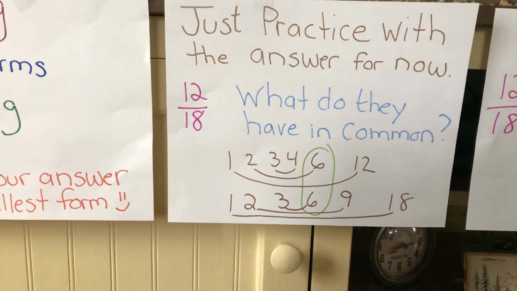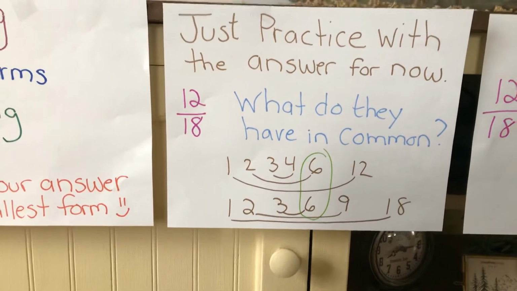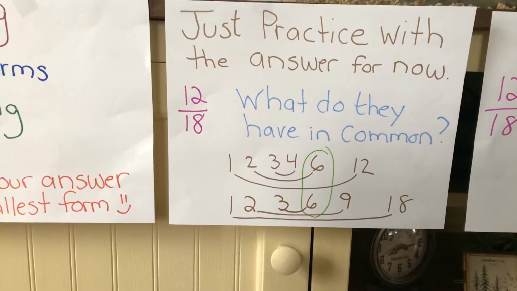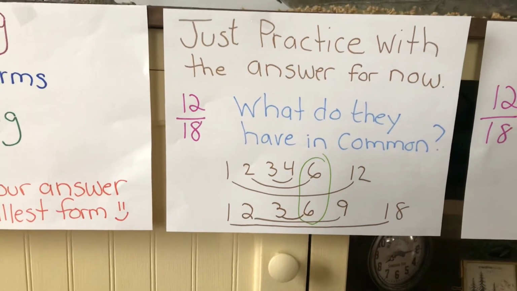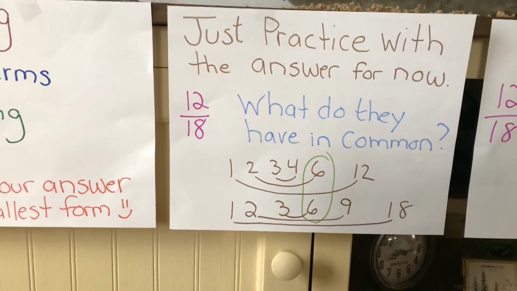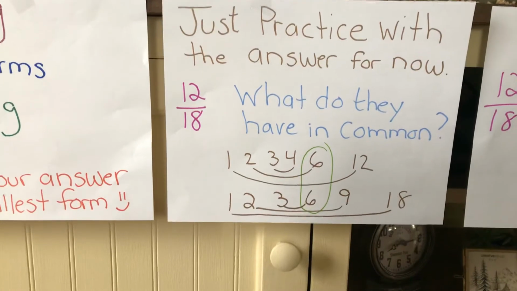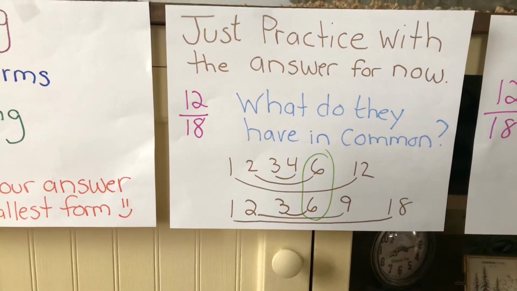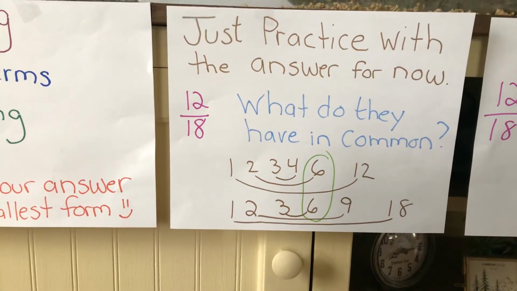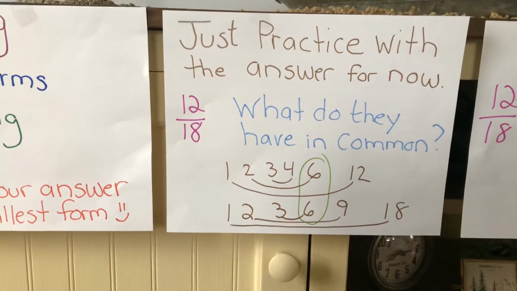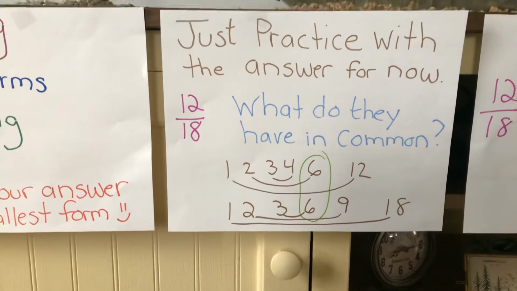Guys, you're never going to pick 1. If you picked 1, you'd end up with the same answer when you tried to put it in smallest form. You can pick 2 or 3, but you won't have it in smallest form. You're going to have to continue to reduce it. So you always want to go with the greatest common factor.